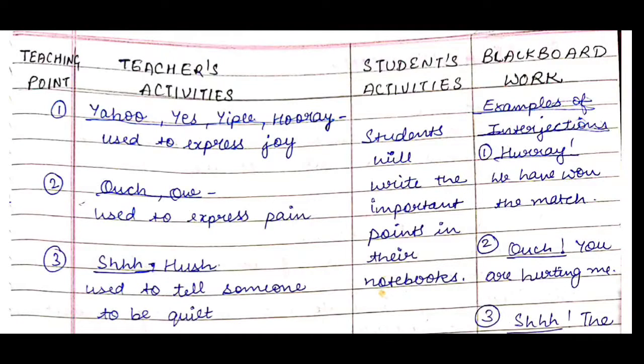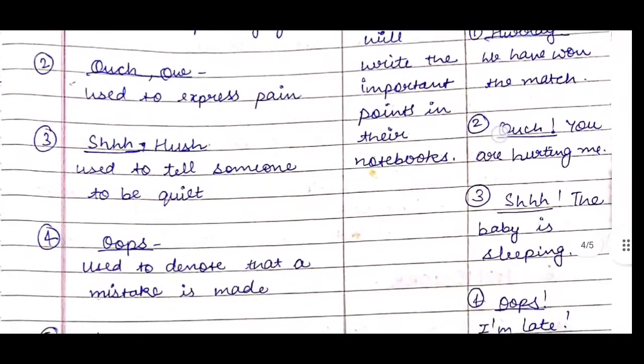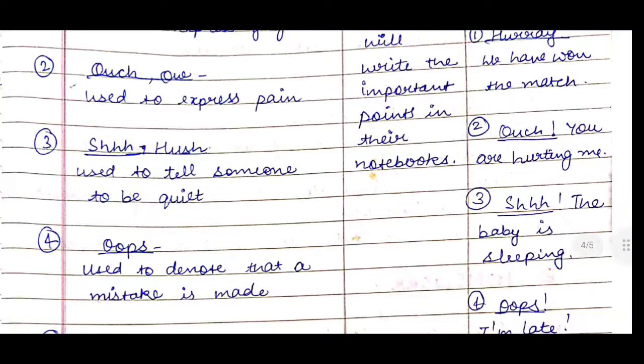The second one is ouch or ow. It is used to express pain. We'll write the sentence, "Ouch, you are hurting me." What is the students' activity here? Students will write the important points in their notebook. The third interjection is shh or hush. It is used to tell someone to be quiet. We'll write on the board, "Shh, the baby is sleeping."